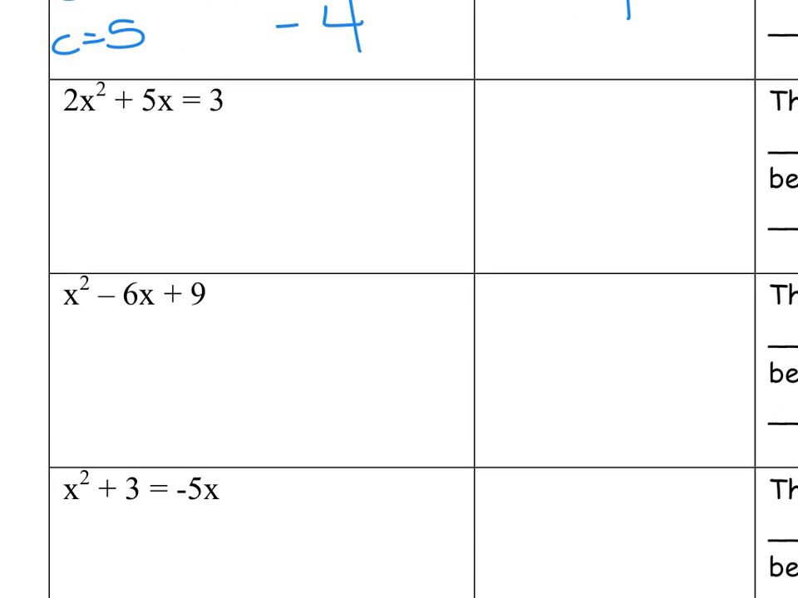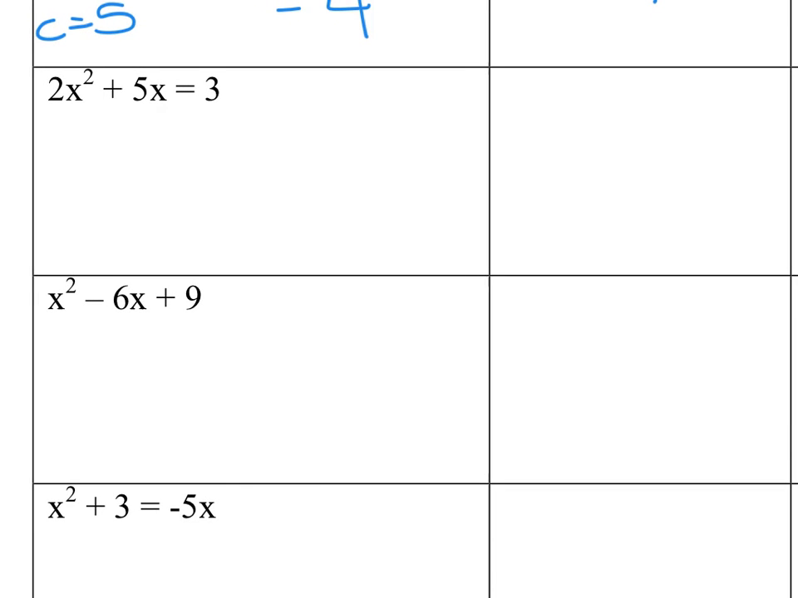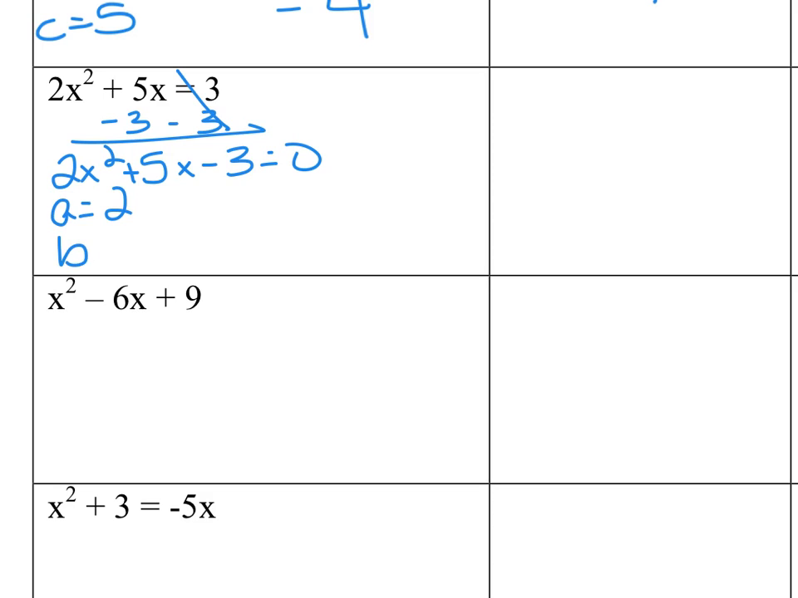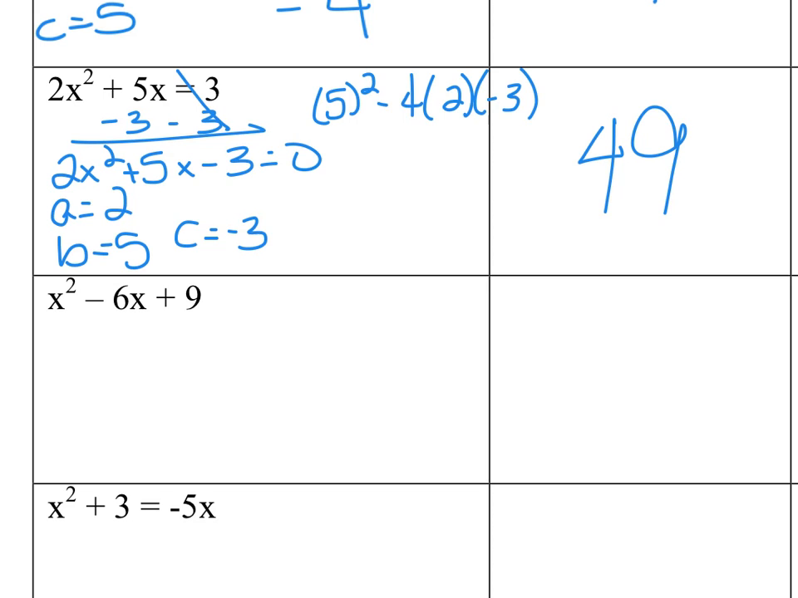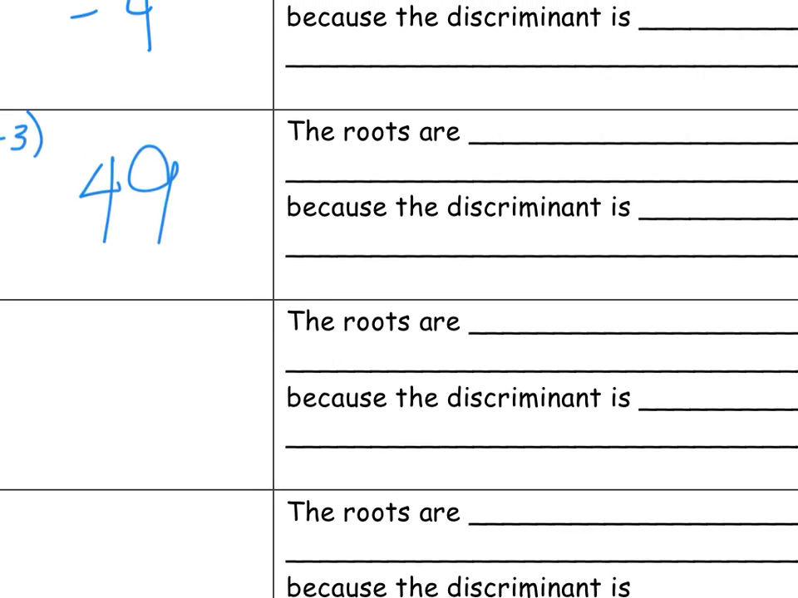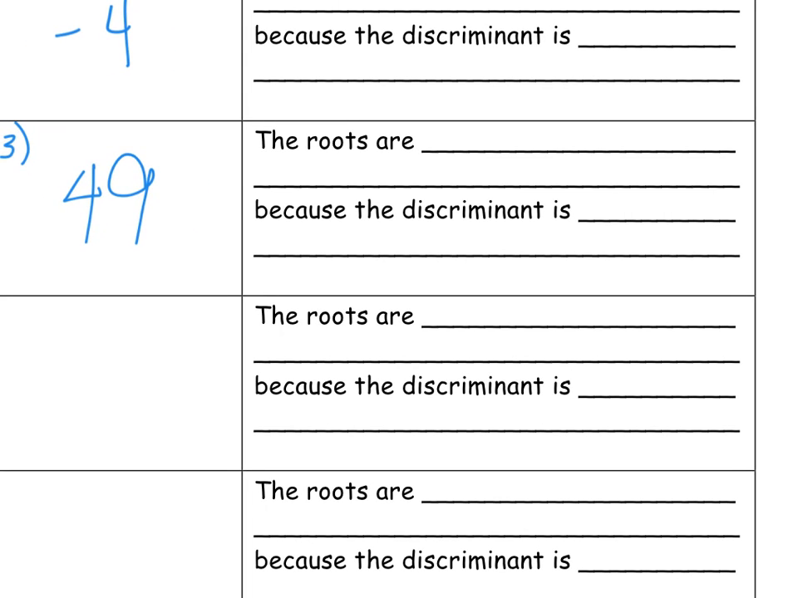uh-oh, this is not in standard form. It has to be in standard form, meaning it has to be in descending order. 2x squared plus 5x minus 3 equals 0. Squared, letter, number. Every time has to be that. So A equals 2, B equals 5, C equals negative 3. Plug it in. 5 squared minus 4AC. Do all the math, and we get 49. 7 times 7. So that is a perfect square. Any time you have a perfect square under the radical, when you take the square root, it will eliminate the radical completely. So that means this guy has to be rational.